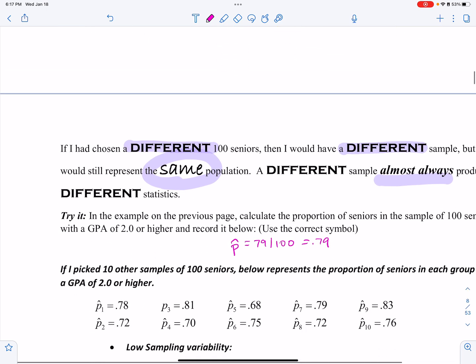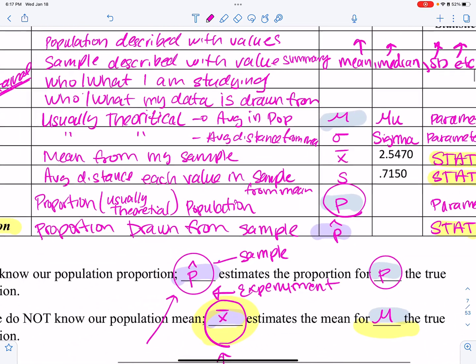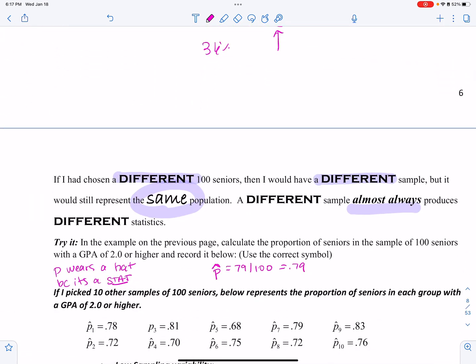So the P wears a hat. This is another great one, because it's a statistic. The P, that's population, and then P hat, that is actually from my statistic. So if I put a hat on that, that means it's coming from my sample.